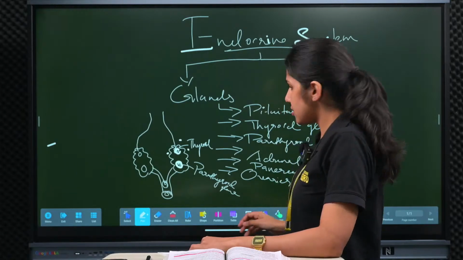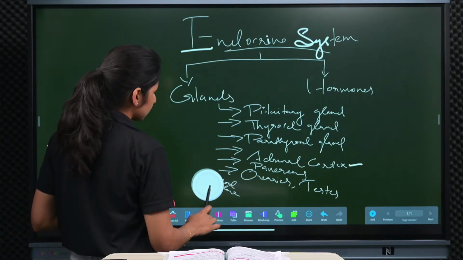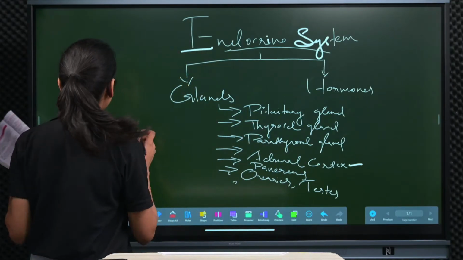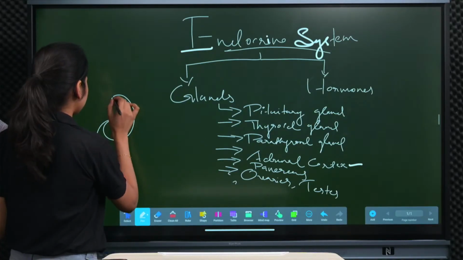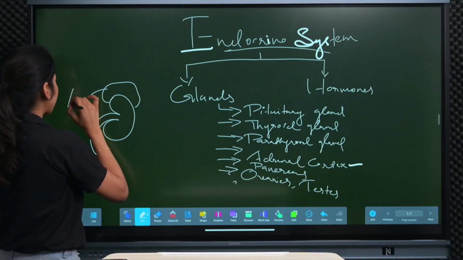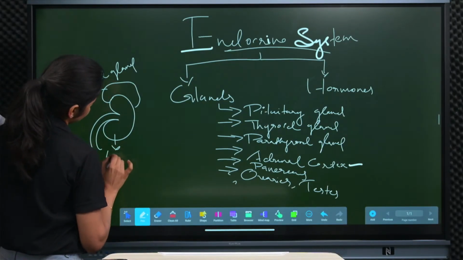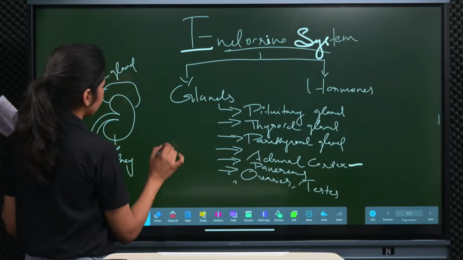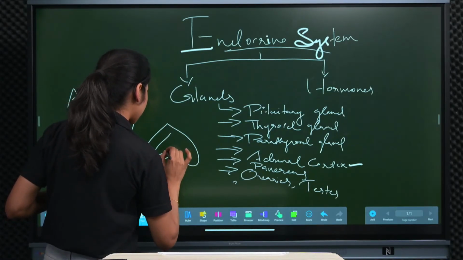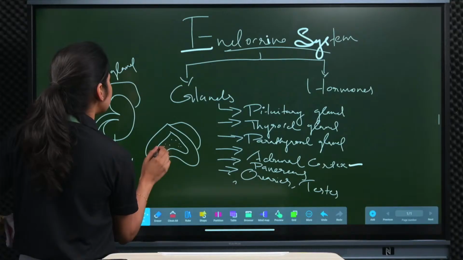I'll just draw a diagram of the adrenal gland. First we are drawing a kidney. Here will be the adrenal gland, and this is our kidney. Next we are drawing the adrenal gland. It will be a triangle shape, and here there will be a small portion. So this is a rough diagram of the adrenal gland.